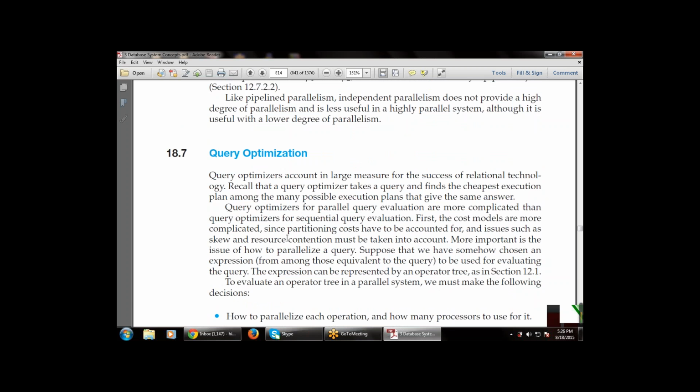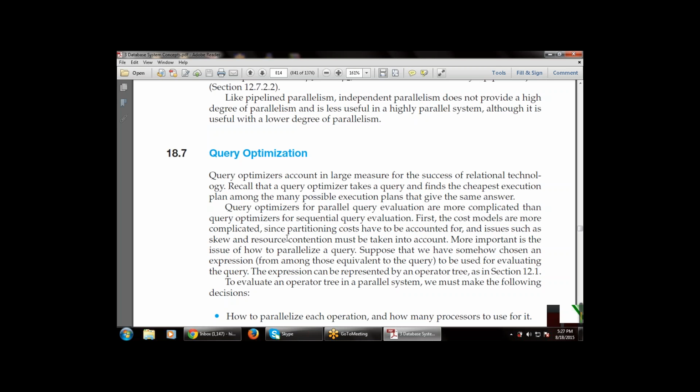Query optimizers account in large measure for the success of relational technology. Recall that a query optimizer takes a query and finds the cheapest execution plan among the many possible execution plans that give the same answer.